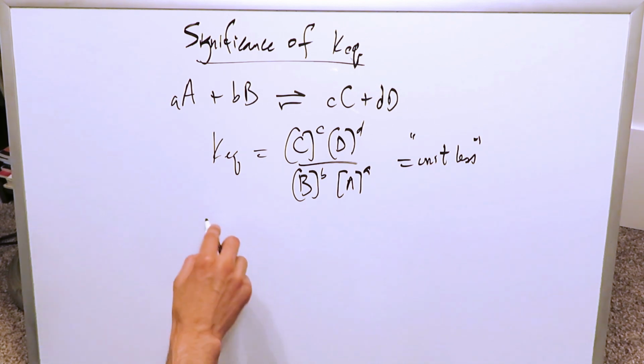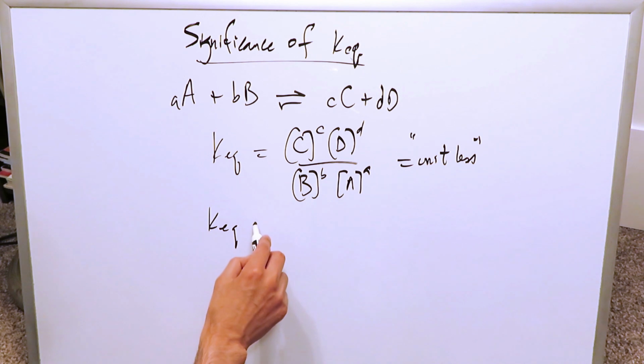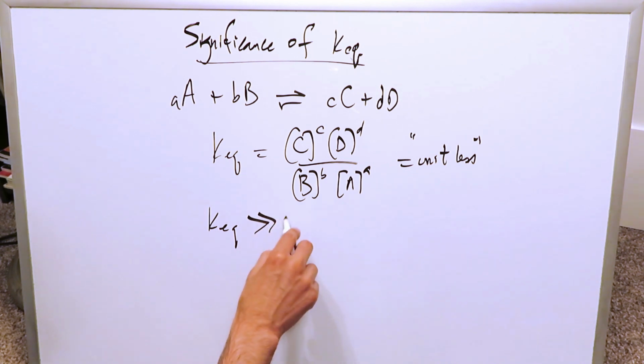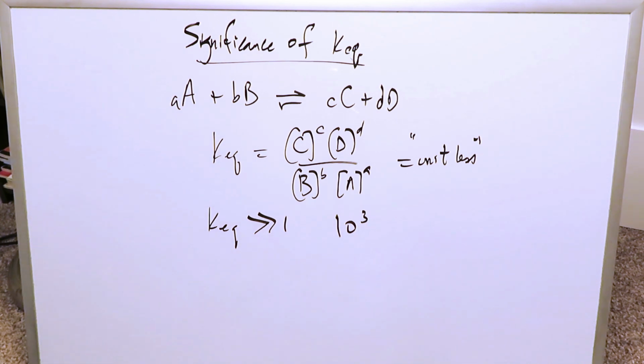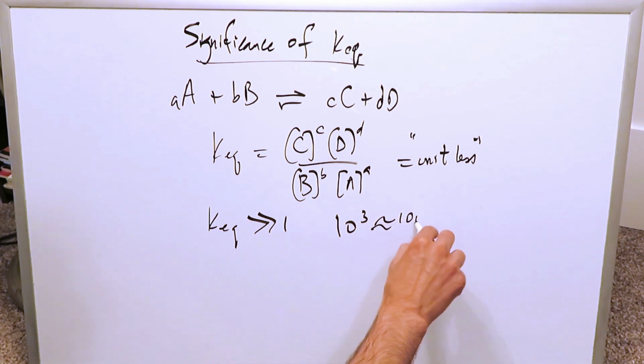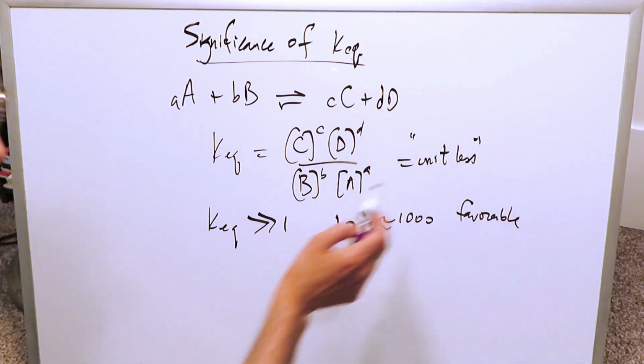Anyhow, what are your cutoff points in terms of threshold? If a reaction is to be favorable, Keq should generally be much larger than 1. But what does this really mean? We're looking at something larger than 10 cubed, 1000. If something is larger than 1000, then it is favorable in terms of the quantitative value.